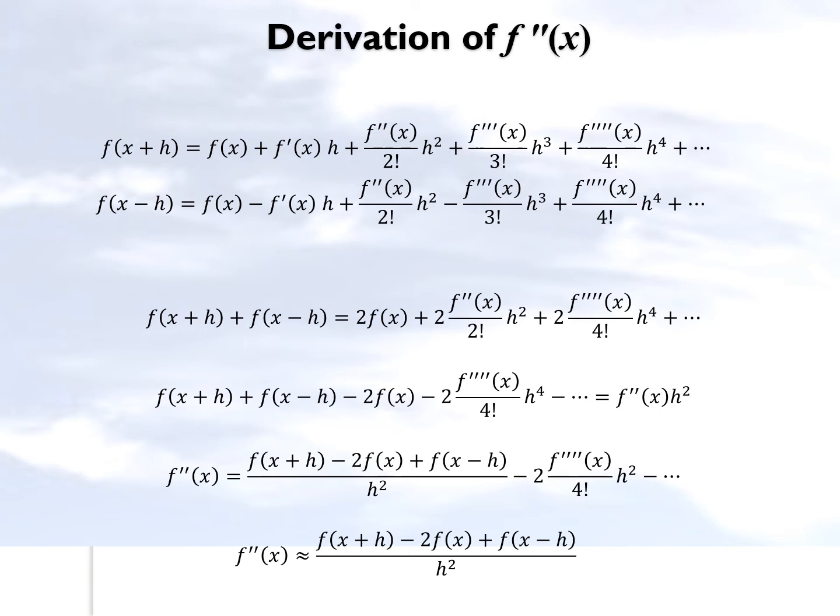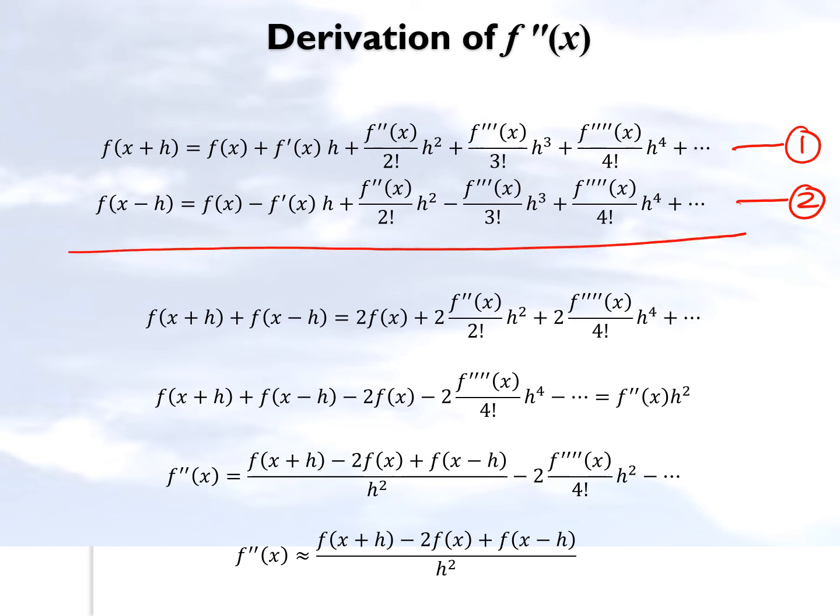So we have two equations, equation 1 and equation 2, where we're writing the Taylor series for the function at x plus h and x minus h. Now what we want to do is get the formula for the second derivative of the function. So somehow we need to be able to get rid of the first derivative terms so that they don't show up in the formula. So one of the ways to do it is simply add the two formulas.